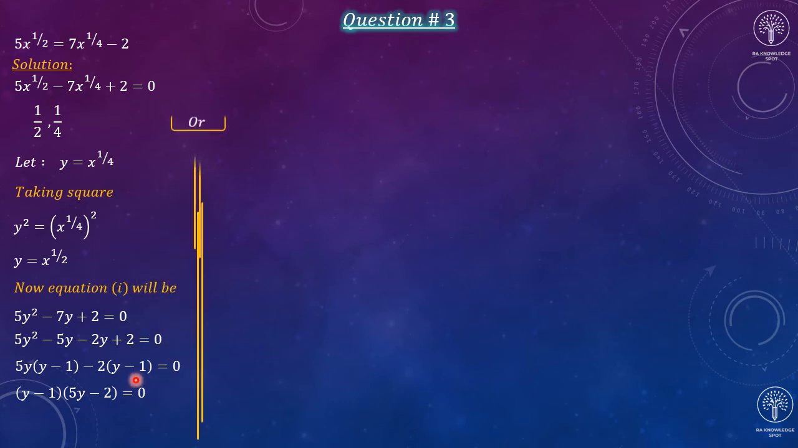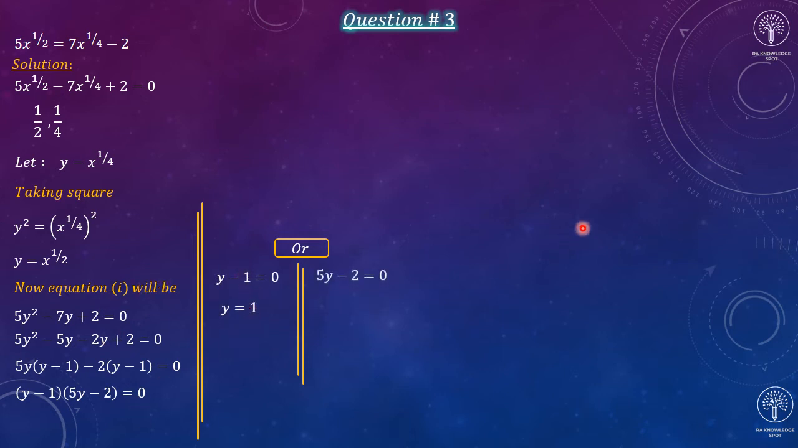Again, as you know, we say one by one: y minus 1 is equal to 0, then the value of y will be 1. Then 5y minus 2 is equal to 0, then the 2 will go there, so y is equal to 2 by 5. Now this is not the final answer, so we have to solve for both values, for y is equal to 1 and for y is equal to 2 by 5.